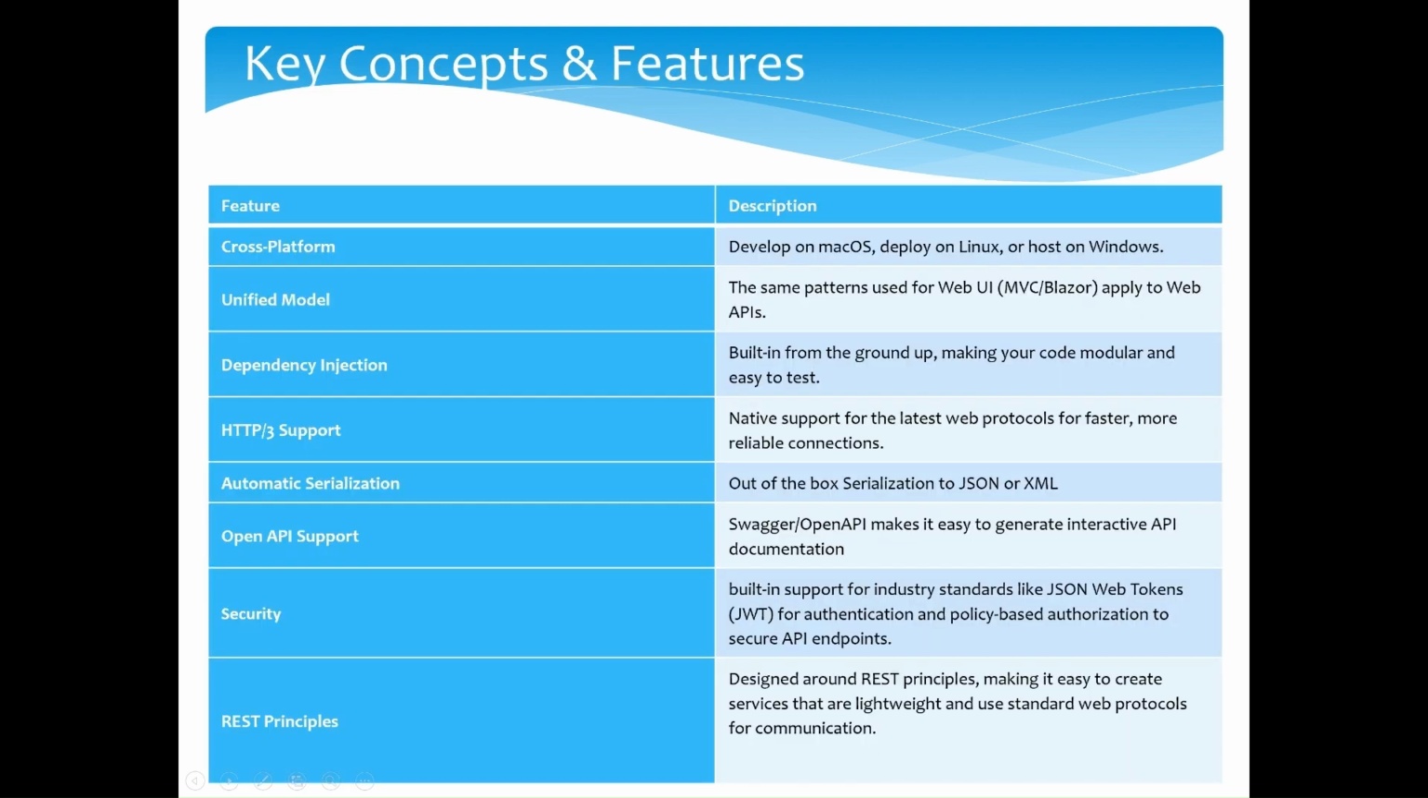Let's understand the key concepts and features of Web API. It's cross-platform, which means that you can develop on macOS and then deploy to Linux or even Windows, and anywhere you can develop and deploy to the other cross-platform services. It's a unified model, which means that the same pattern you can use for your APIs, web UIs like MVC, Blazor, Angular, so you can use the same APIs in different applications.